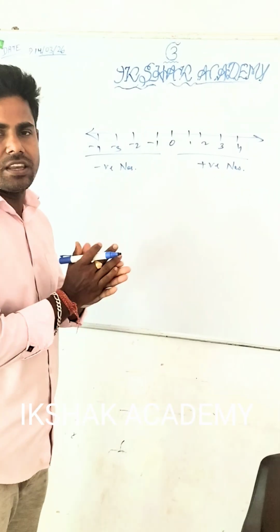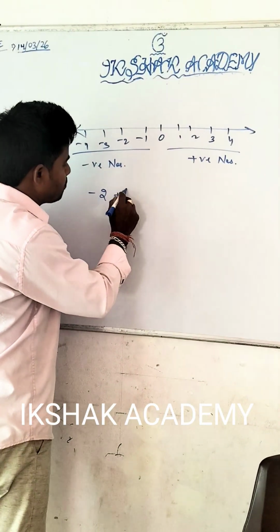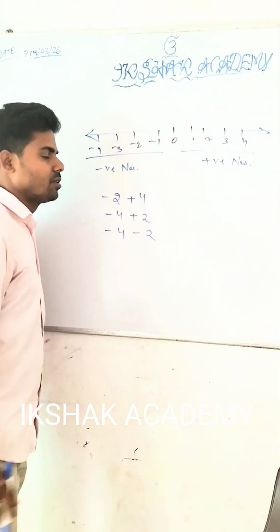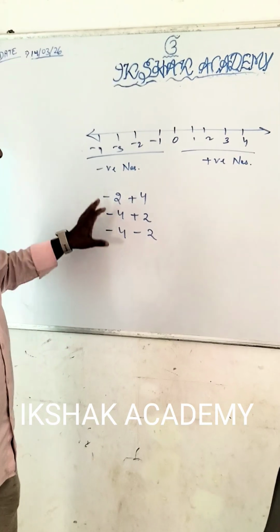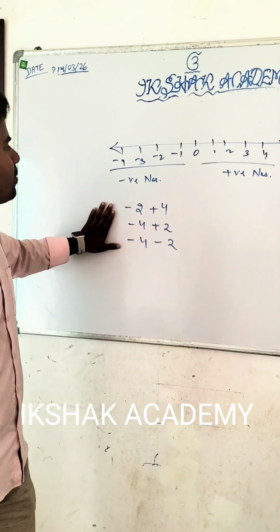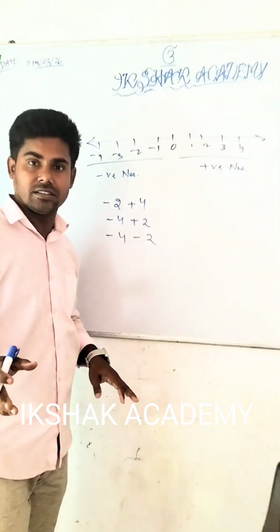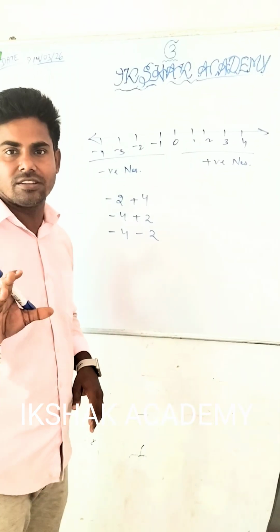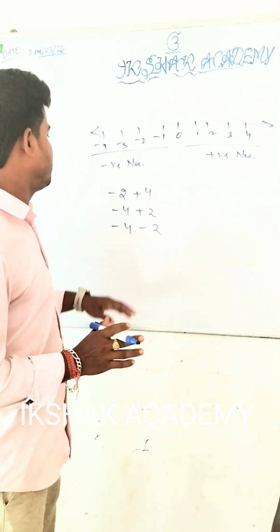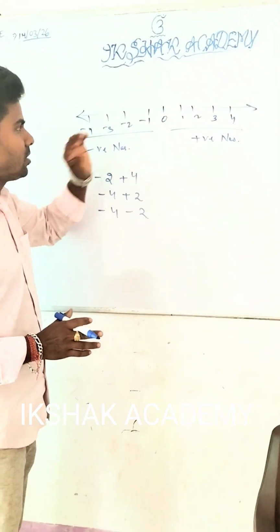So when you are doing calculations such as -2 plus 4, -4 plus 2, -4 minus 2, these calculations are under integers. Then you have to follow the number line. As per the number line, you can do these calculations very easily. Apart from this, there is another very short and easy trick you have to remember. First of all, I am now solving this as per the number line.